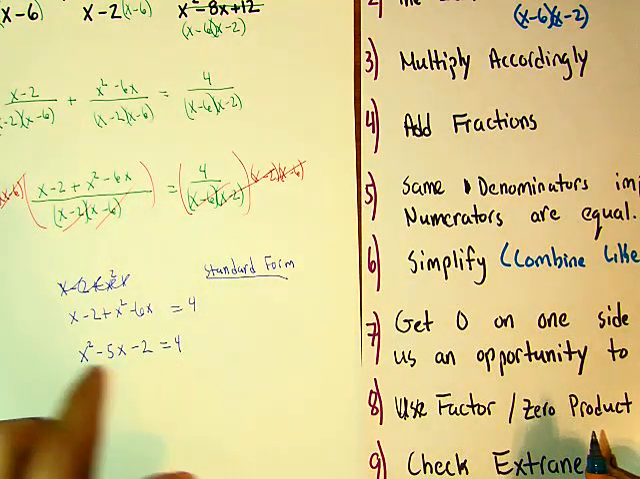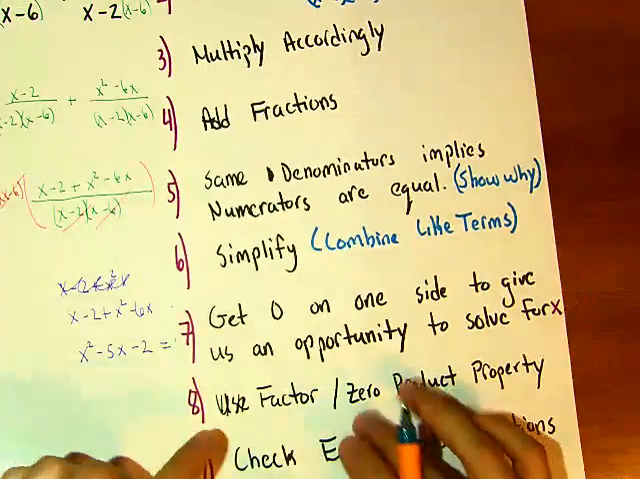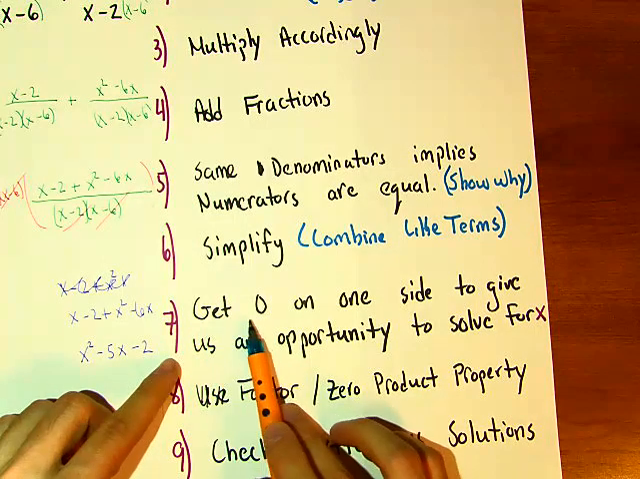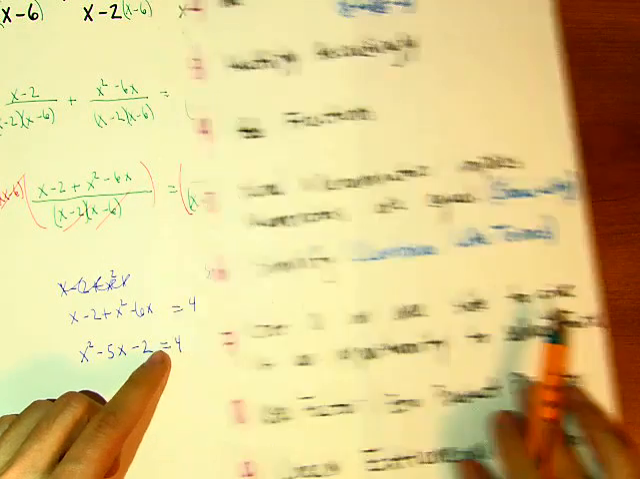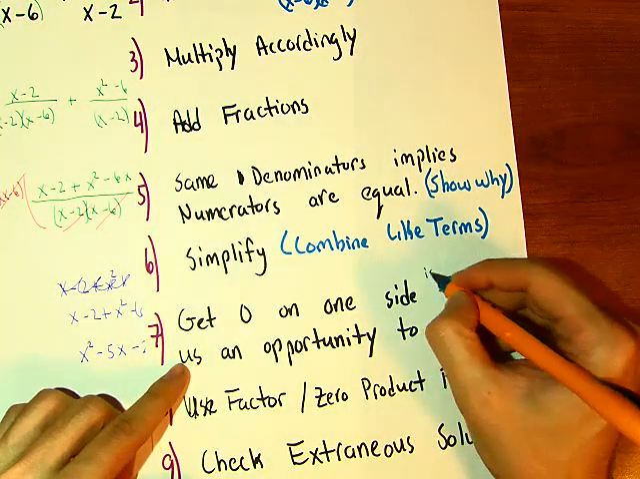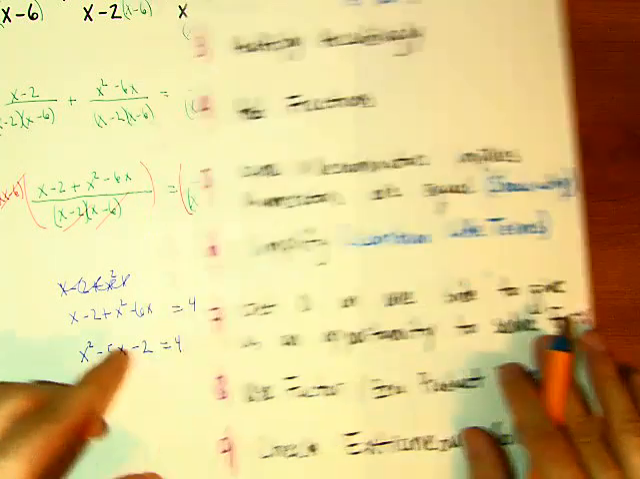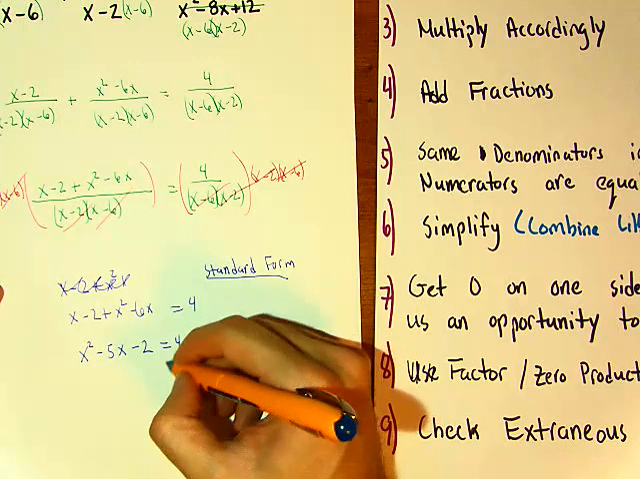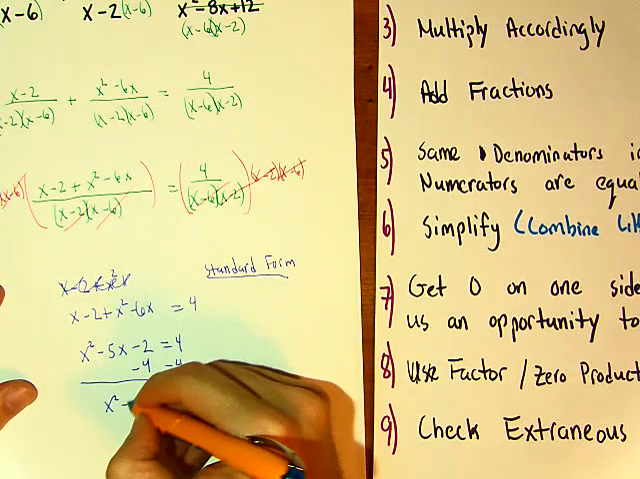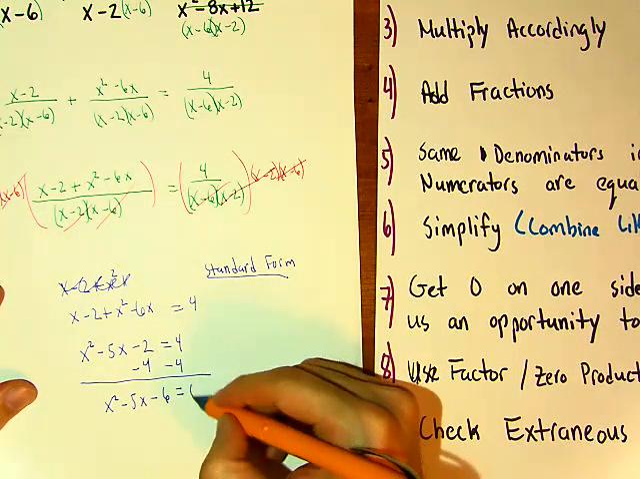Now once you get to this point, this is where you have to start understanding the reasoning behind certain things. So here, look at this. Get 0 on one side. The reason you want to get 0 on one side is to give us an opportunity to solve for x. And watch what happens, because if we do minus 4, now you have x squared minus 5x minus 6, and this is equal to 0.